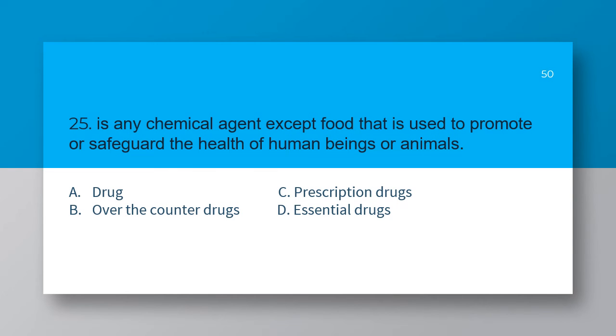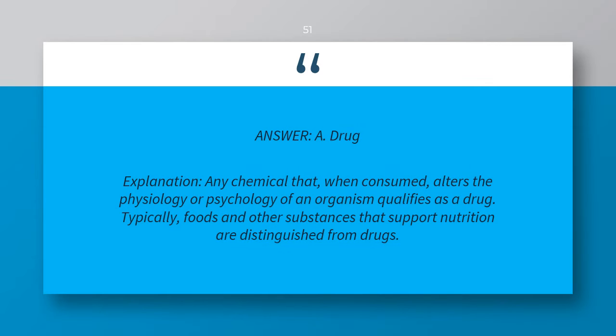Number 25. Is any chemical agent except food that is used to promote or safeguard the health of human beings or animals? Answer is A. Drug. Any chemical that when consumed alters the physiology or psychology of an organism qualifies as a drug. Typically, food and other substances that support nutrition are distinguished from drugs.